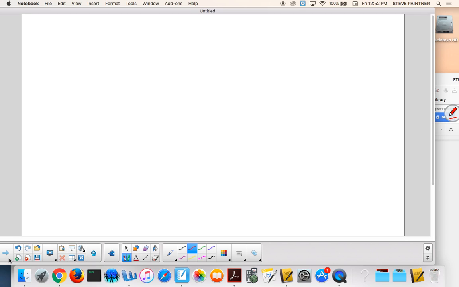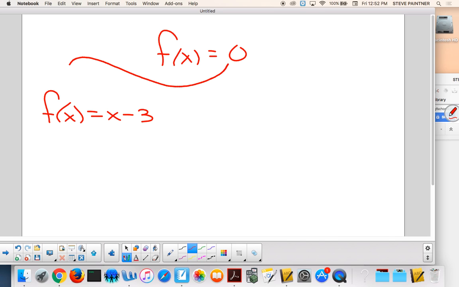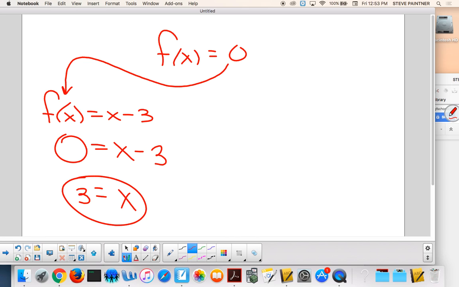Okay. Next, it says, for what value of x does f of x equal 0? 3. Okay. Here's your function, f of x equals x minus 3, right? Well, they're asking you, when will your function f of x be 0? When will f of x be 0? Well, put it in. Put 0 in for f of x. Solve it. What do you get? 3.